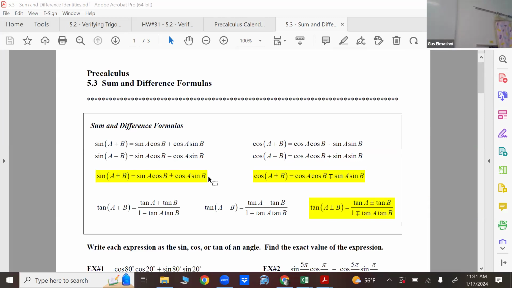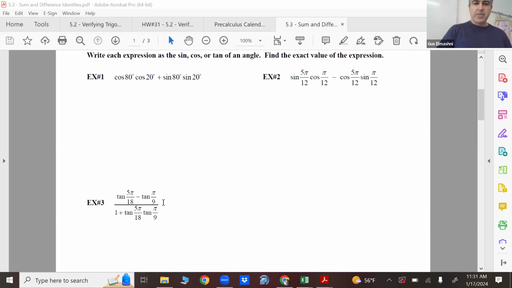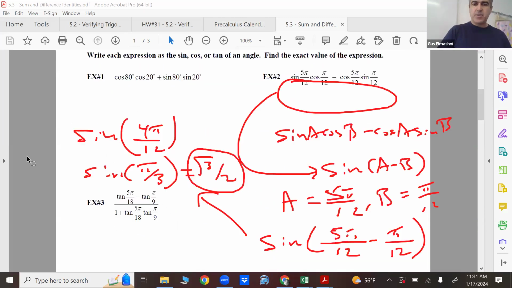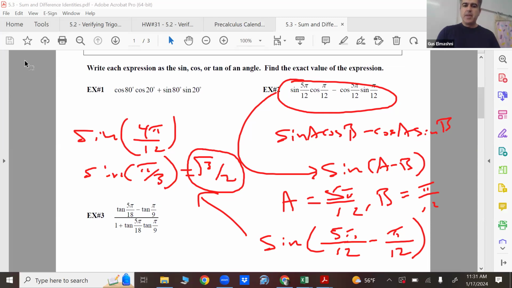You see how it looks just like this, right? Sine, cosine, this, and that, just like that. Identify A and B, which are 5 and 12, and just do the subtraction of it. So if I redo my erasing, there you go. That's it. So sine of 5 pi over 12, sine of pi over 3, you get root 3 over 2.